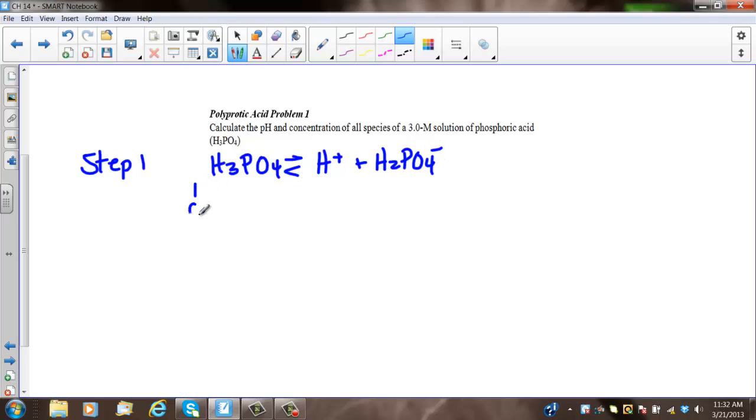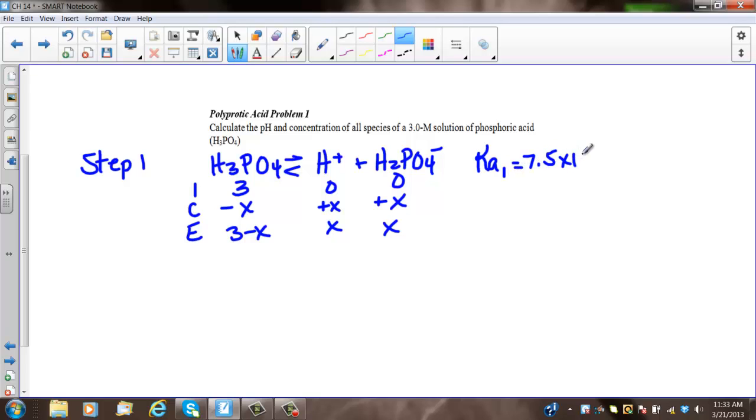And in setting up our ice table, we know that our initial concentration is 3 molar. We have 0 of these. These are going to be minus X, plus X, plus X: 3 minus X, X, X. Our Ka1 from the chart is equal to 7.5 times 10 to the minus 3, and that's equal to the concentration of H plus times the concentration of H2PO4 minus over the concentration of H3PO4.